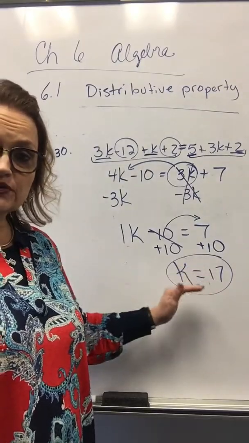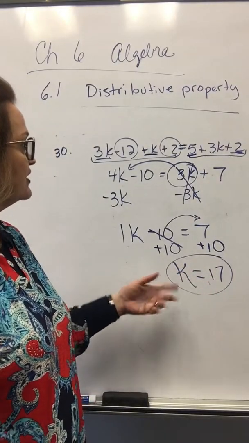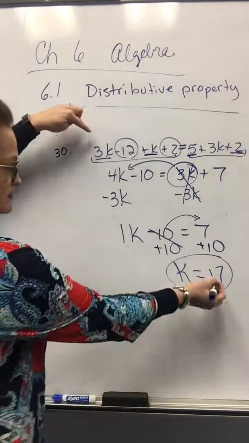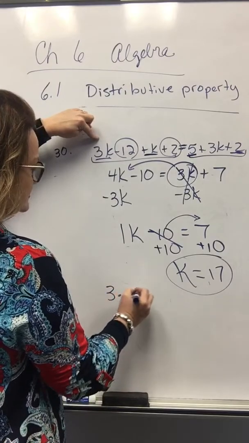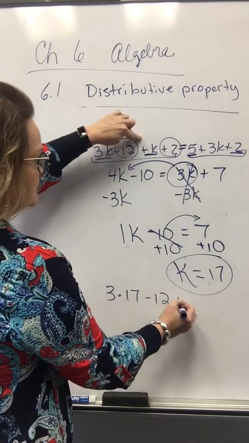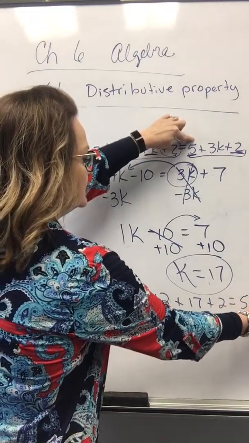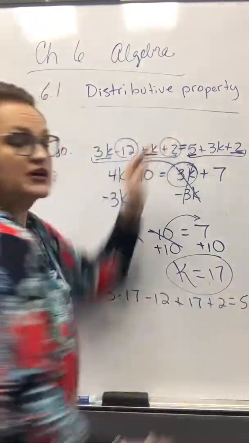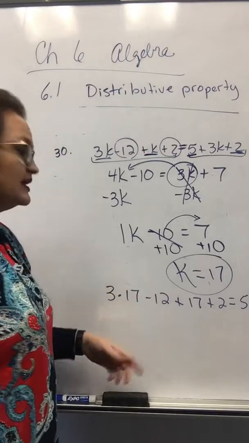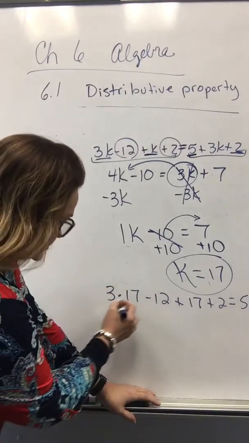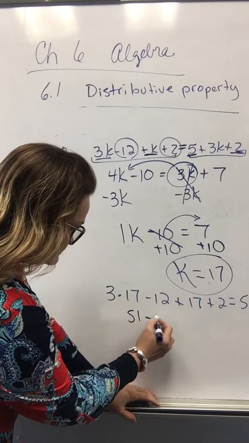To know for sure if I did that right or not, I should check back in the original problem. If it truly is the answer, then 3 times 17 minus 12 plus 17 plus 2 should equal 5 plus 3 times 17 plus 2. You plug it back in for all of the variables and see if it works. So 3 times 17 is 51.